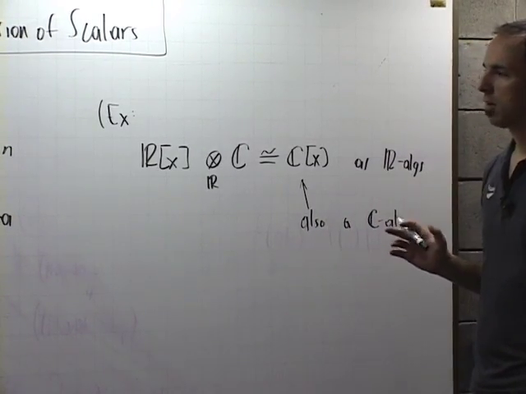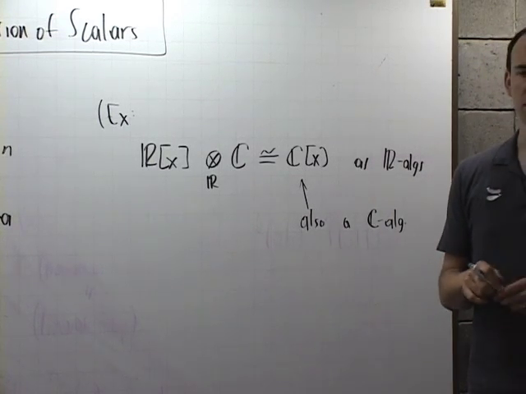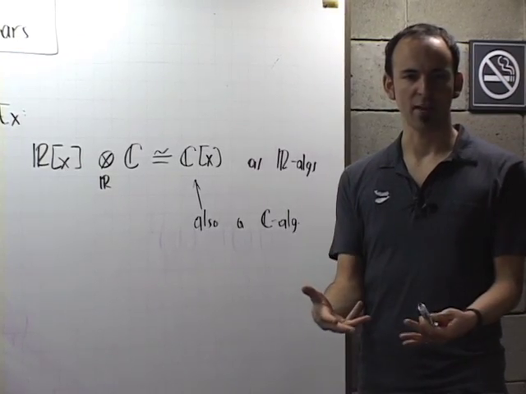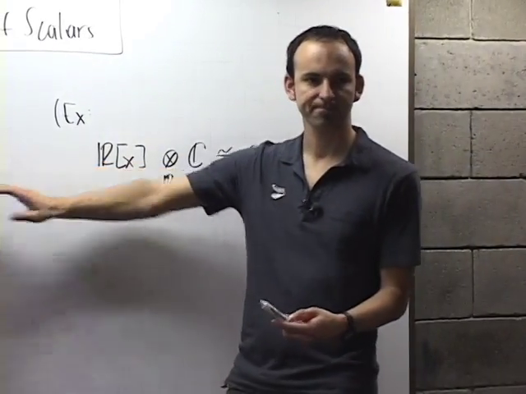Okay? And so this is one standard trick that we have. If you have a K algebra and you feel like you don't have enough scalars and you want to have more scalars, then this is how you introduce them.